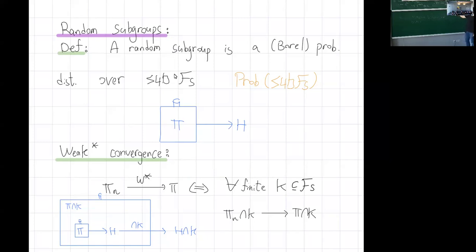We understand what it means for a vector of numbers between 0 and 1 to converge to another vector of numbers between 0 and 1. So if this condition is satisfied for every finite K, we say that this probability distribution converges in the weak star sense to this distribution. Okay, so that's my definition of what it means to converge in the space of probability distributions. Any questions about that?